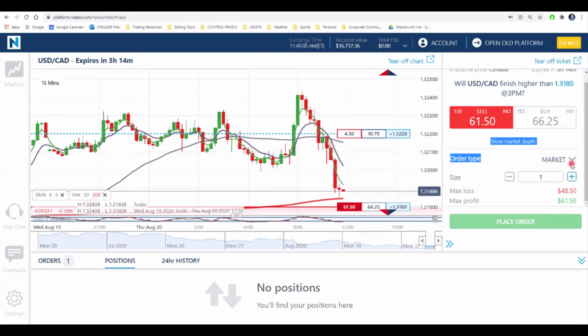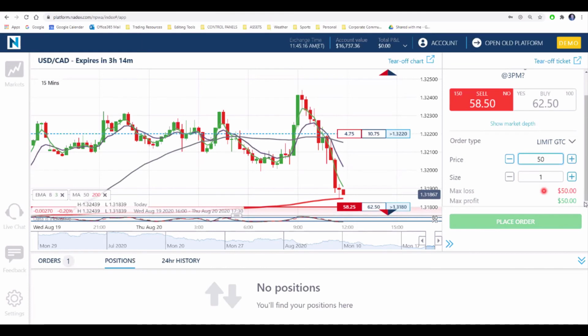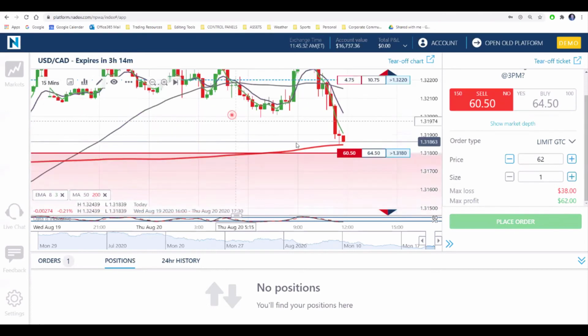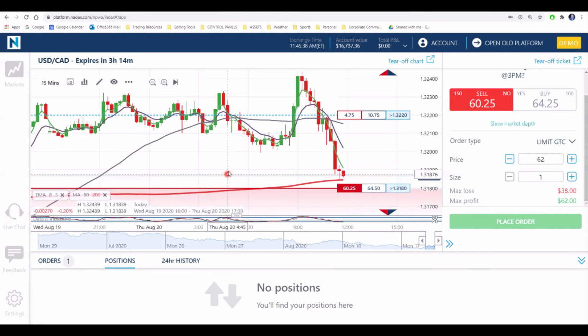You can place a market order, which is right now into a market, or you can place a limit order where you set your own price, like I want to make it $50 per trade, in which case I'm going to risk 50 to make 50. If it's $60 on this sell proposition, or $62, because I fat fingered, my maximum loss is 38 to make 62. It's a better risk reward. It also means the trade is a little riskier. But super easy to use.